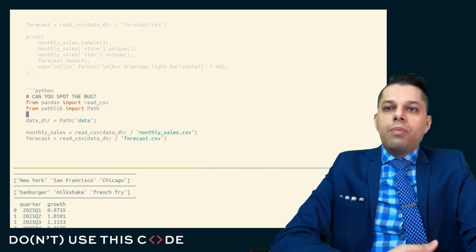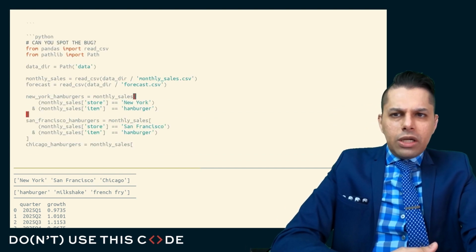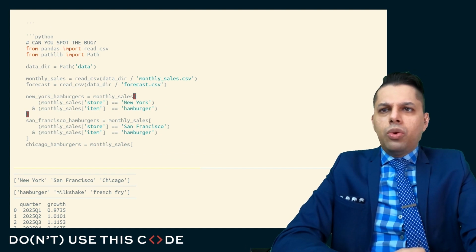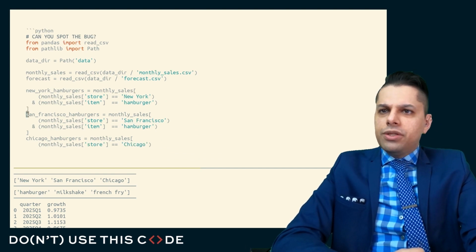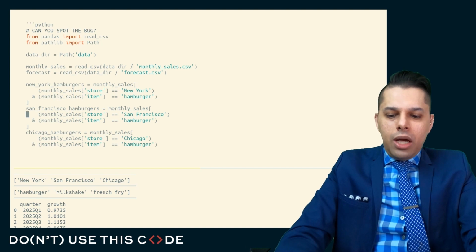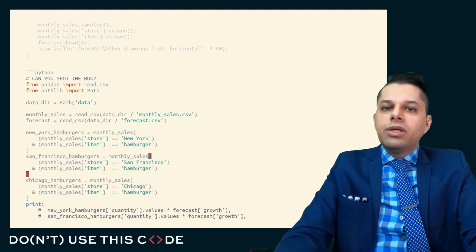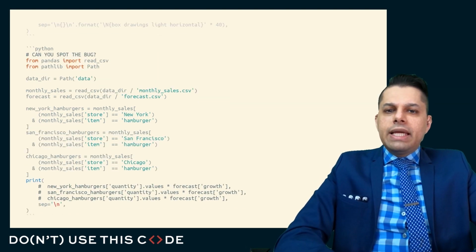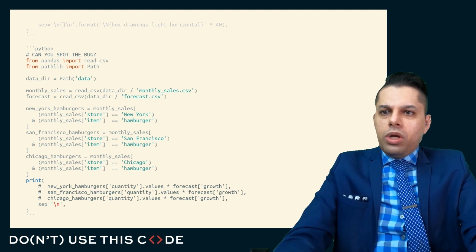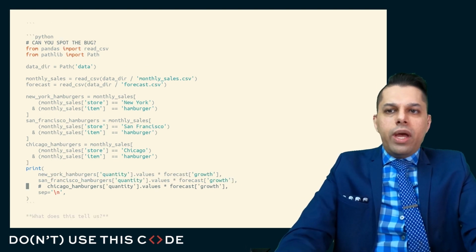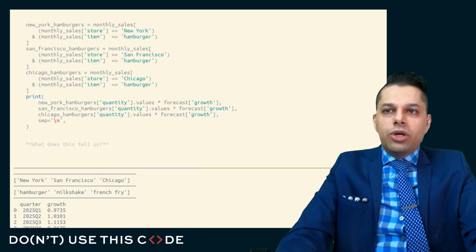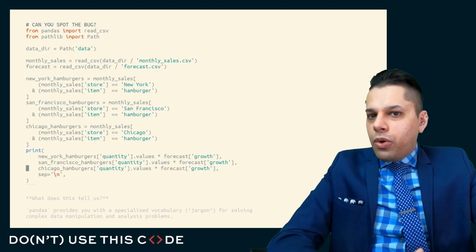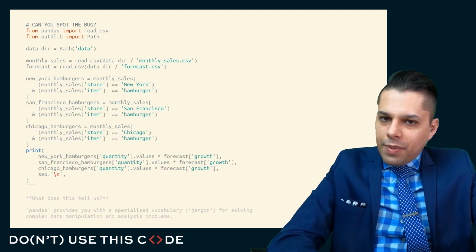Here we have our program that's going to take a look at a small, narrow question. We're going to look at our New York hamburger sales, our San Francisco hamburger sales, and our Chicago hamburger sales. And we're going to try to compute that against our growth. And so we'll compute the New York hamburgers, the San Francisco hamburgers, and the Chicago hamburger sales against our growth. And my question for you is, can you spot the bug?